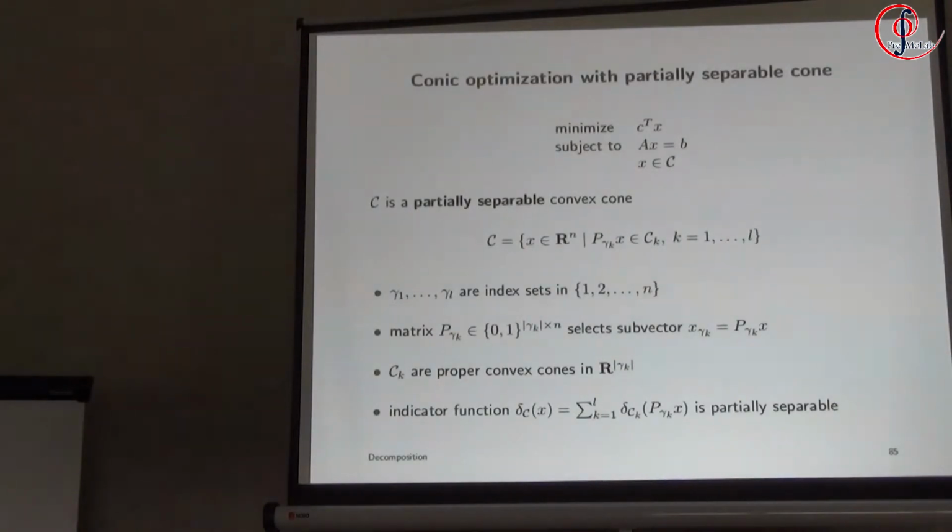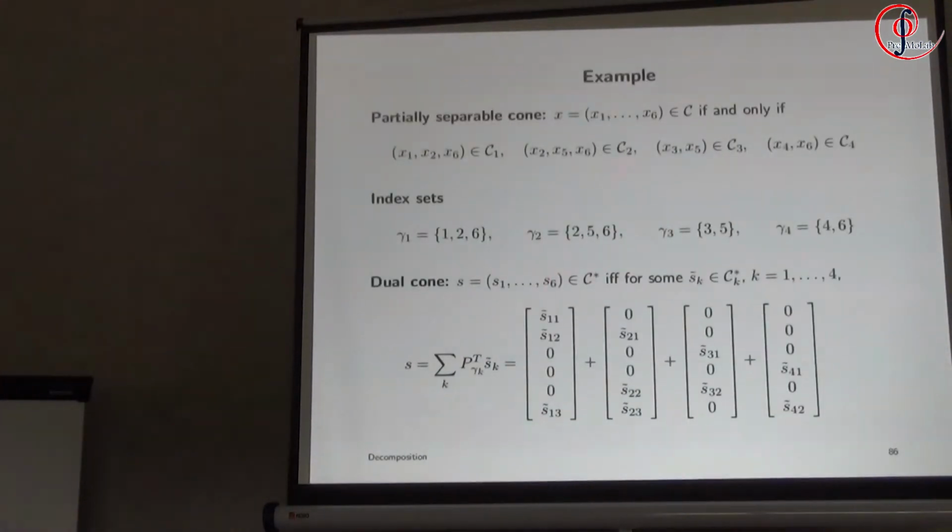An example would be this: you take a vector in R6, you have 4 cones, and then you say that different subvectors of x must be in each of these cones. So for example, x1, x2, x6 must be in C1, x2, x5, x6 in C2, and so on. And that's the definition of a cone in R6. In this case, you would take 1, 2, 6 as a first subvector index set, and so on.